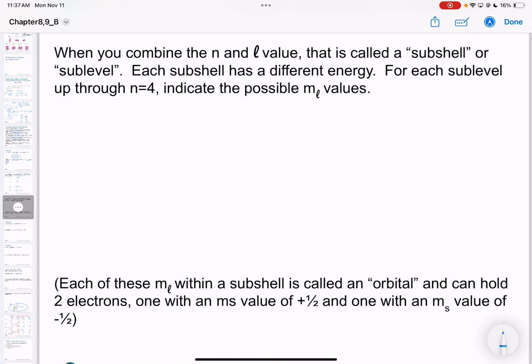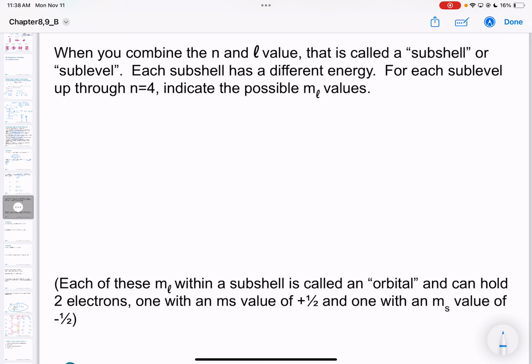This one says that we want to label the M sub L values. So I want you to show me each sublevel through n equals 4, and then tell me the M sub L value for each of those that are possible in each of those sublevels. You could draw them out, and I'll maybe do the first one or two. You could either draw them out, or you could just write them down.